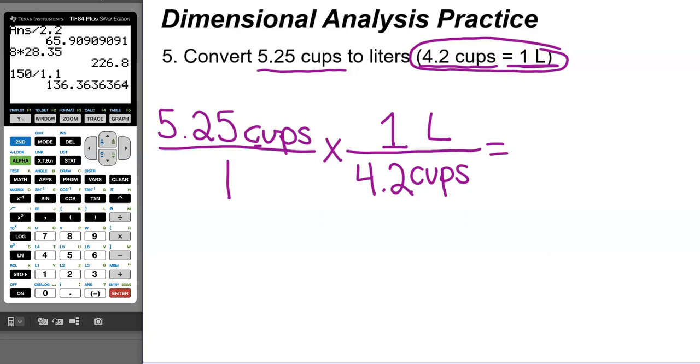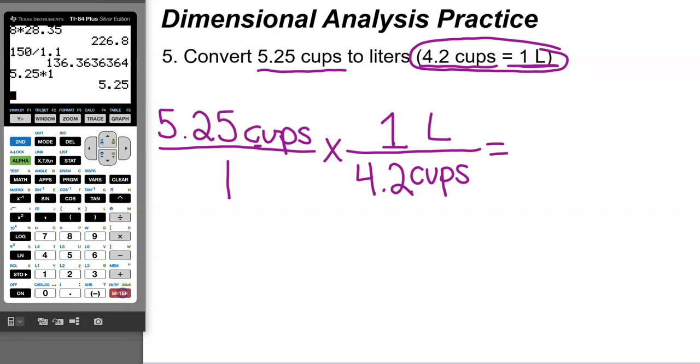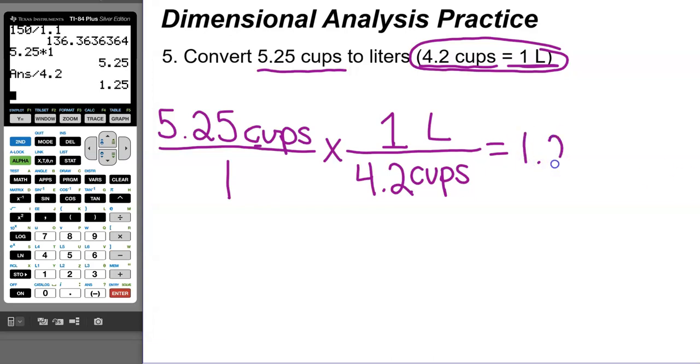Now, all we have to do to finish up this problem is do our calculator work. So 5.25 times 1 divided by 1 divided by 4.2. 5.25 times 1, which we really didn't need to do because it's still going to be 5.25, divided by 4.2. We'll hit enter. And when we did that math, it gives us 1.25. Now let's look at our units. Cups is both in the numerator and in the denominator, so that will cancel out. And we're just left with liters as our final unit.